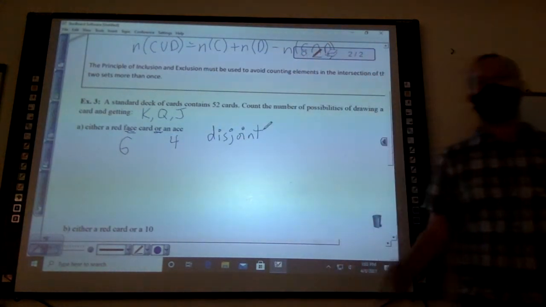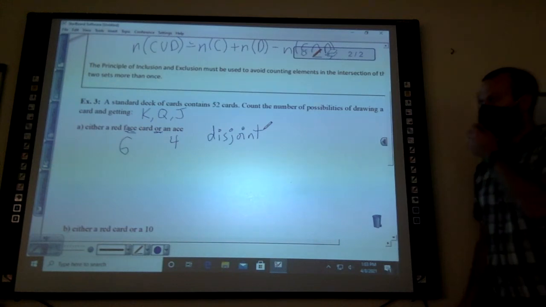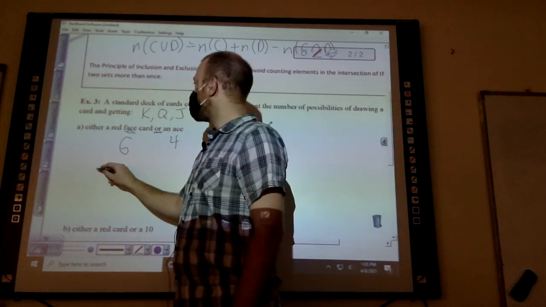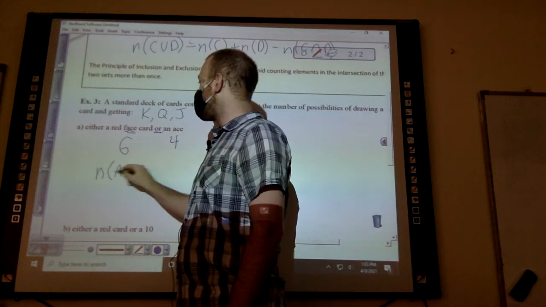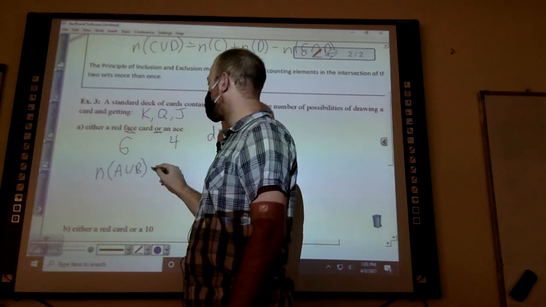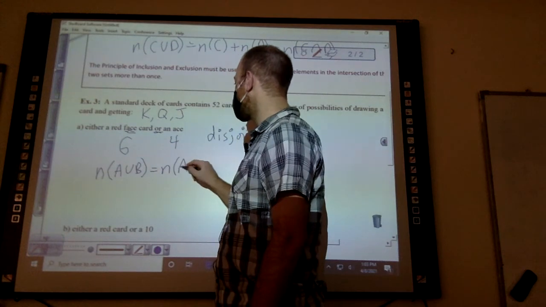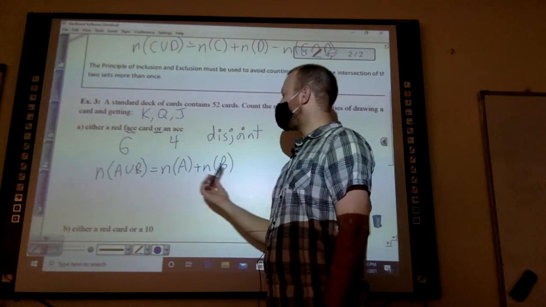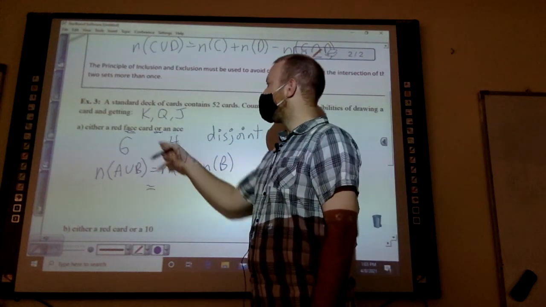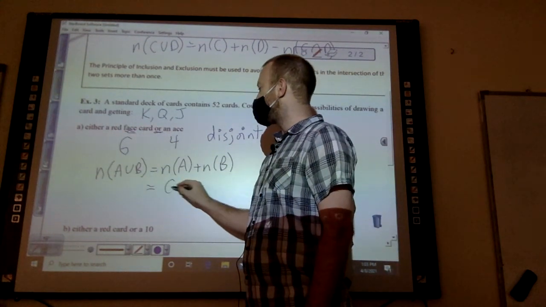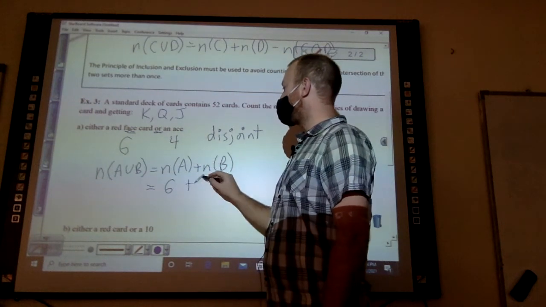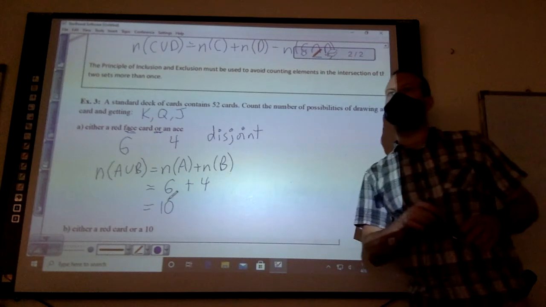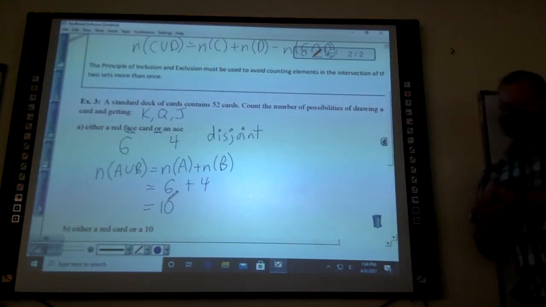Meaning I cannot have two things in the same set. So using the principle we talked about above, the number of A or B, I'm going to write out the formula so you can get used to seeing this. The number in A plus the number in B, well, if this is set A, it's going to be 6 plus set B, which is 4. So the total number of outcomes is 10.